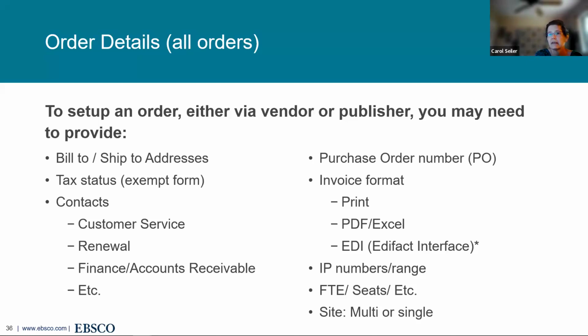What format do you want the invoice in? Do you need to have print delivered to your library? Some libraries do. Will a PDF or Excel version work? Great. What about EDI? Does the publisher or vendor offer that? We're going to talk about EDI in a minute. If you're ordering online titles, you will need to provide the IP numbers or ranges, the FTE, the seats, etc., and whether you're multi or single site.